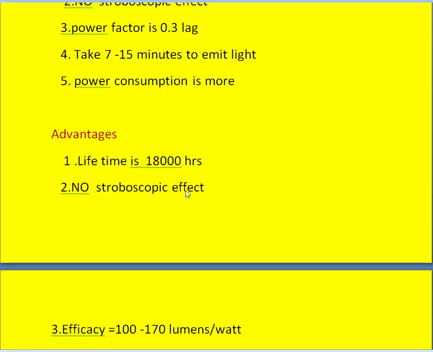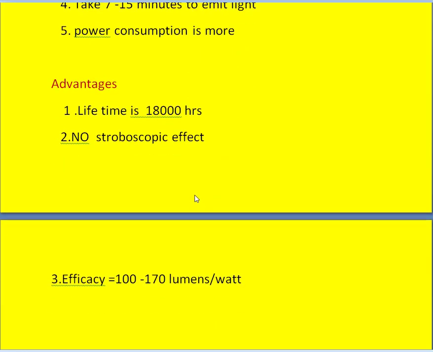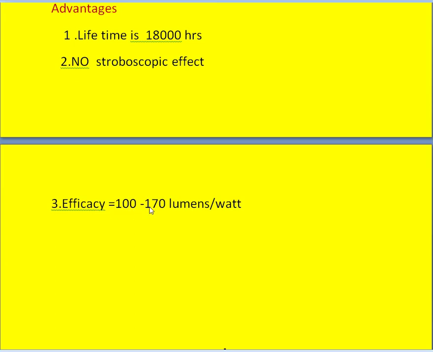There is no stroboscopic effect, and efficiency is 100 to 170 lumens per watt.